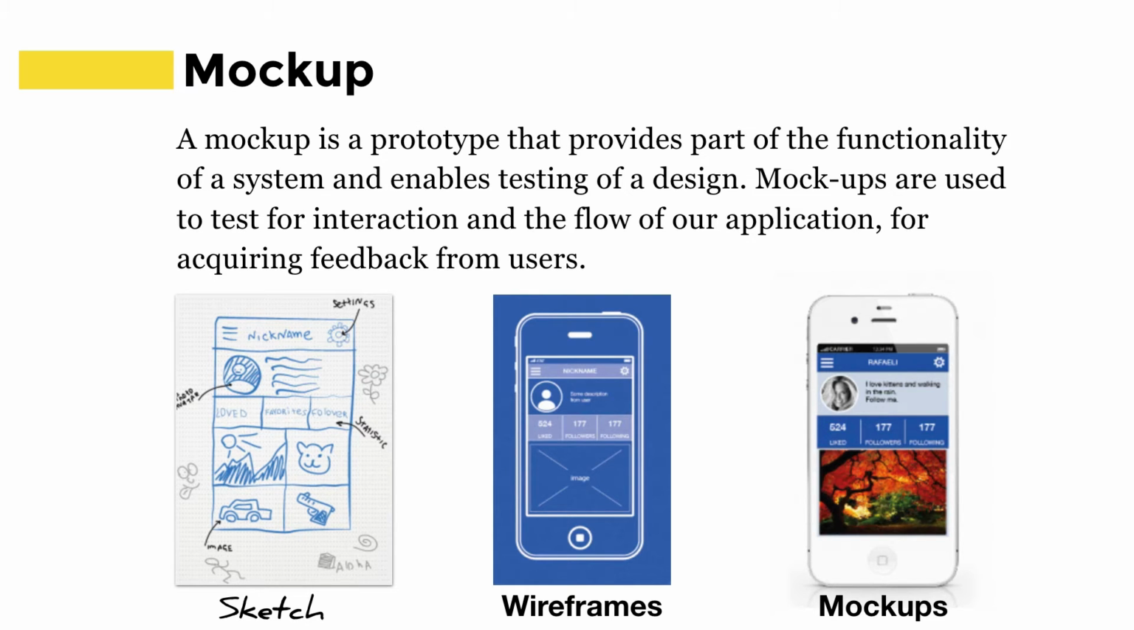The second one is a wireframe. So when it comes to the wireframe stage, usually we turn your sketches into digital drawing. So a wireframe is about where you actually place the different elements, the user profile picture, some of the buttons, some of the text box and image boxes. And the last one is actually the mockup. So mockups are usually what we use to test for your interactions and also the flow of your application. So the primary use of mockup is actually for us to acquire early feedback from our users.